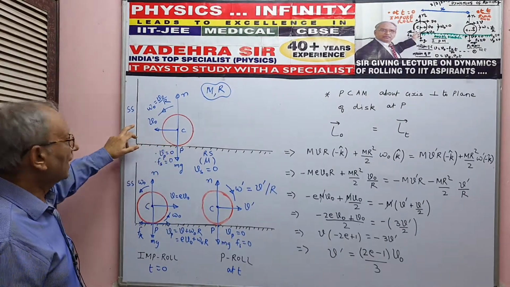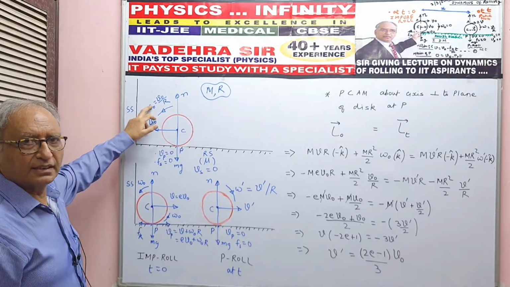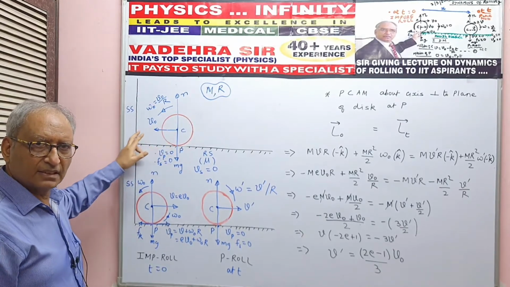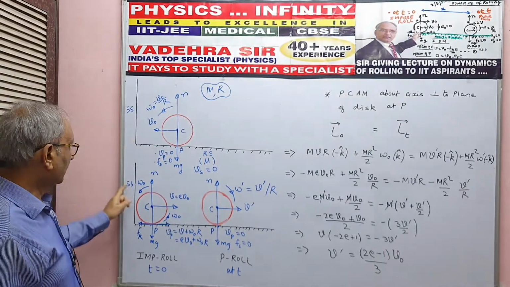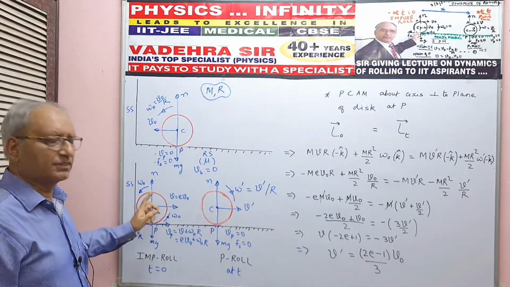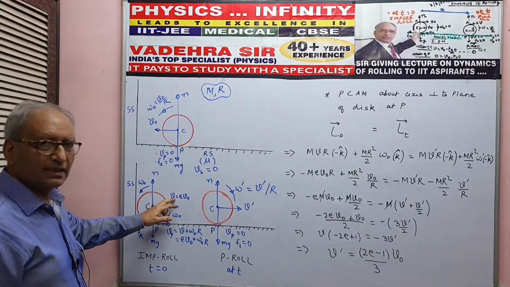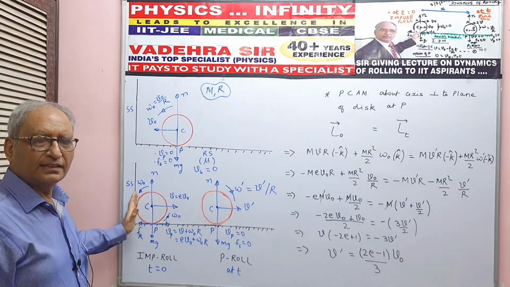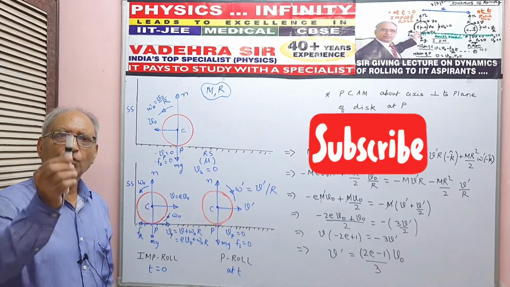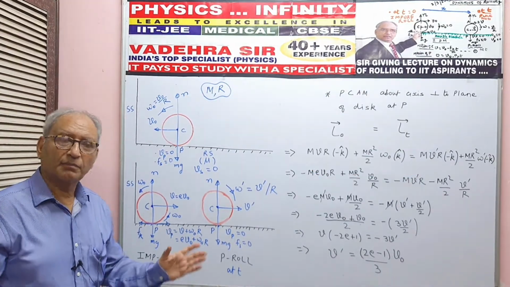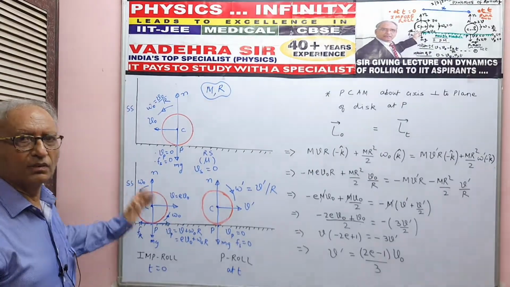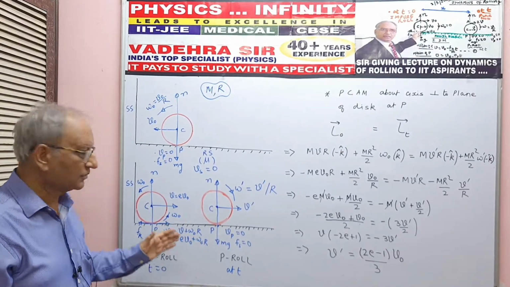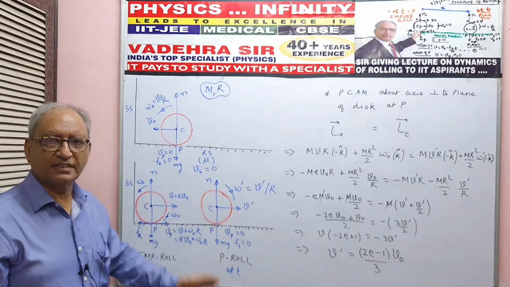The disk after collision, let's say the coefficient of restitution is e. So as it strikes, just after collision, its velocity will become V, that is e V0, to the right, and the angular velocity omega naught will remain unchanged. Why? Because the vertical wall given is smooth, so there will be no tangential impulse from the smooth surface here.